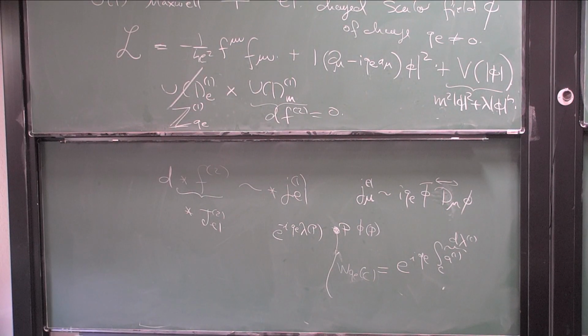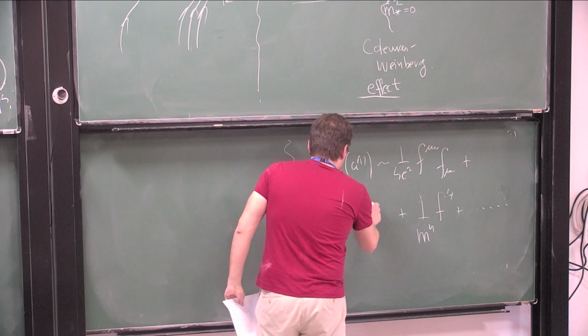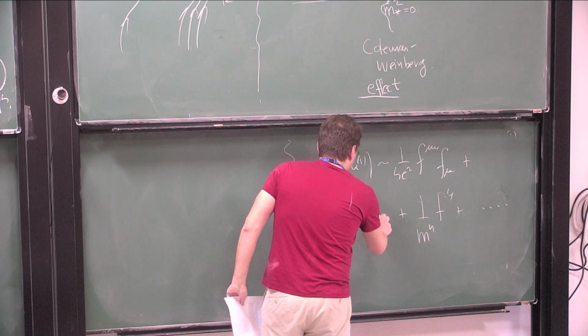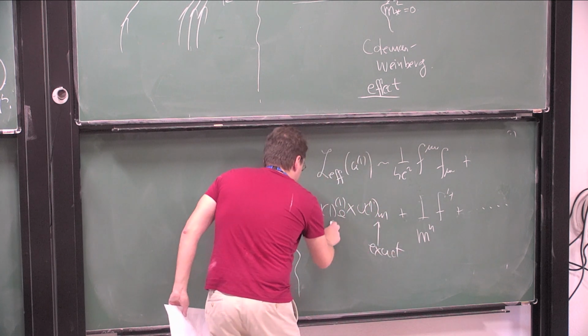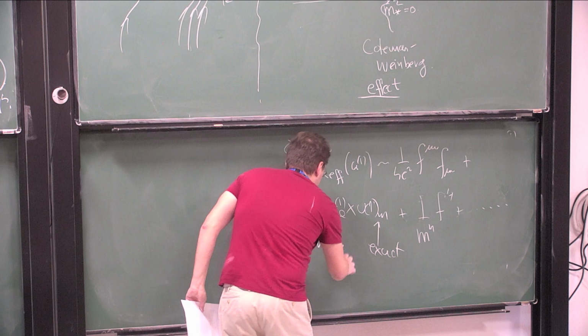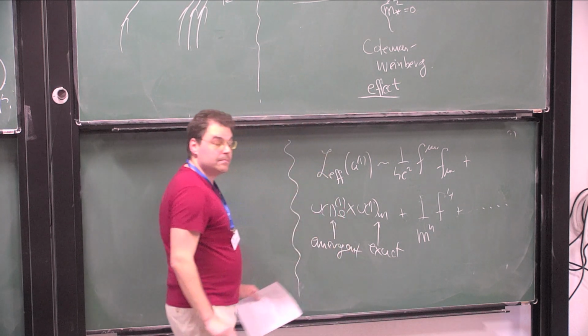So this theory actually has both the U1 electric symmetry and the U1 magnetic symmetry. But this one is exact, and this one is emergent, or accidental.